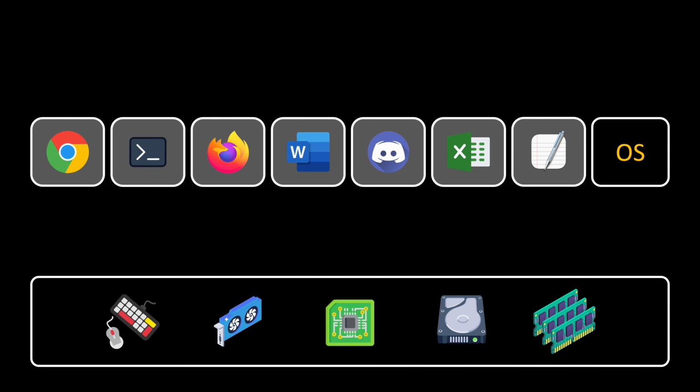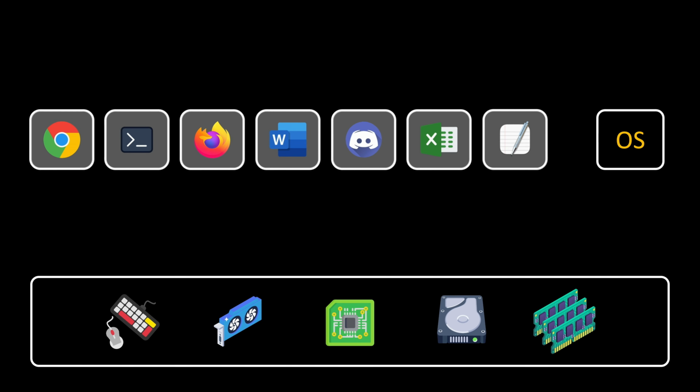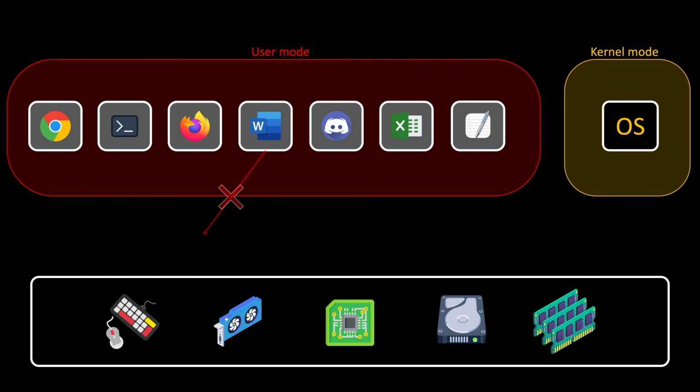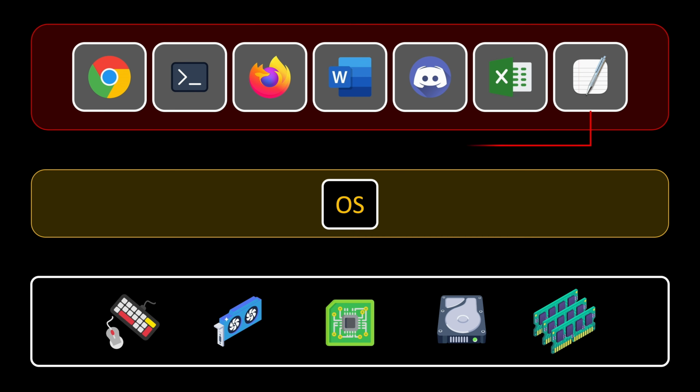With all of that in mind, we should now understand that both user programs and the operating system are just software. Since user programs are confined to user mode, they cannot directly interact with the hardware. Instead, they must pass control to the operating system, which manipulates the hardware on their behalf. So, the idea that the operating system is always in the middle is just a very high-level abstraction of what's truly happening.